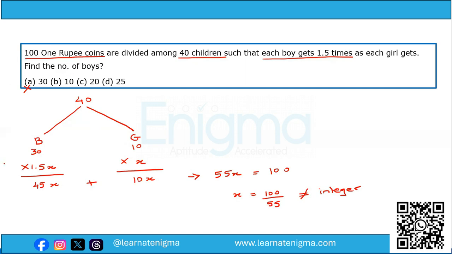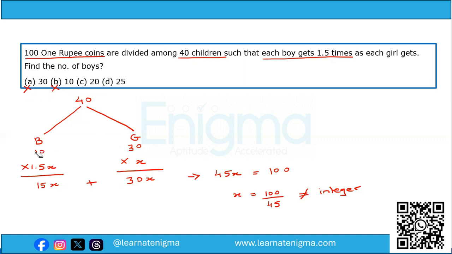Let's check option B. So now there are 10 boys. So the total amount given to boys will be 15x. Now 10 boys are there. Therefore the girls will be 30. And therefore the total amount given to girls will be 30x. So the total amount distributed is 45x. So 45x equal to 100. So x comes out as 100 upon 45, which is again not an integer. So option B is also eliminated.